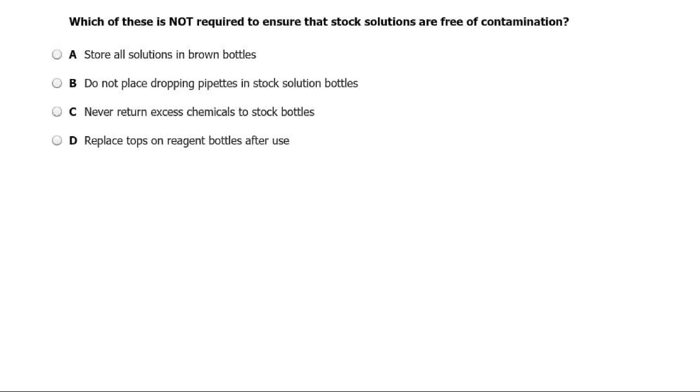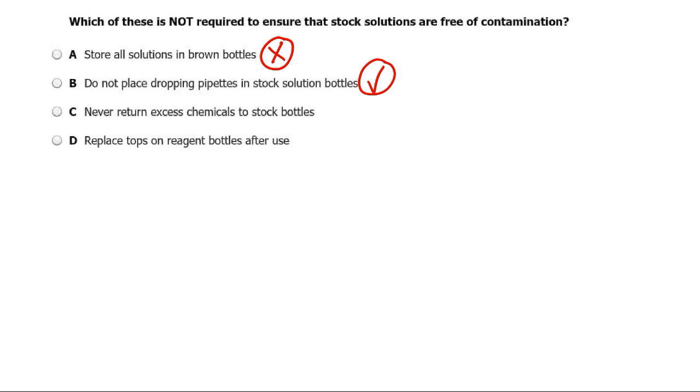Which of these is not required to ensure that stock solutions are free from contamination? Let's go through these one by one. It says store all solutions in brown bottles. That isn't true. The color of a bottle is irrelevant as far as contamination goes. Some bottles are dark or even opaque to help prevent dissociation via light. For example, hydrogen peroxide is stored in an opaque, not see-through container because light can break it down. Do not place dropping pipettes in stock solution bottles. That is true. You don't want to dip a pipette into a stock solution.